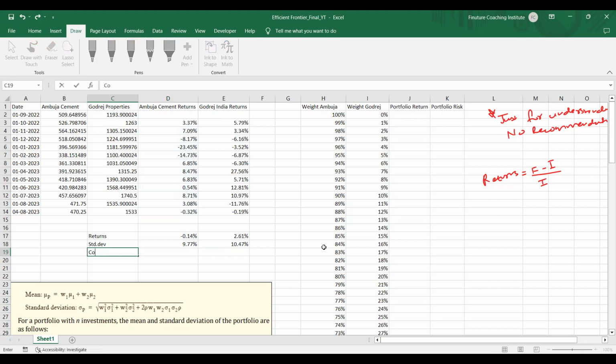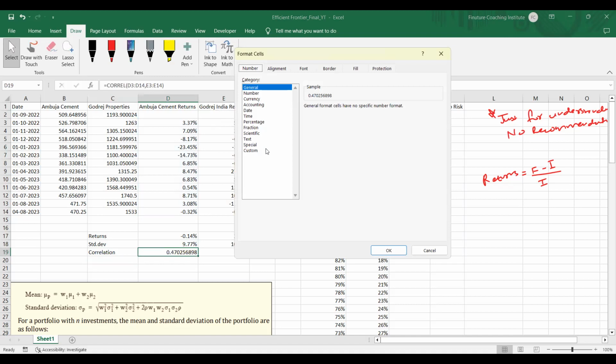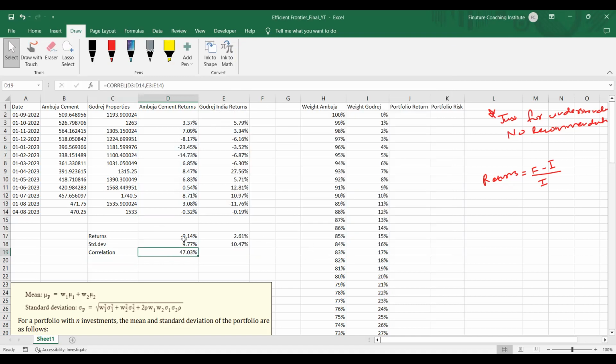And one more factor we need to calculate, which we saw, that was correlation. Correlation basically tells you how stocks are linearly moving in the same direction. So these are two arrays, returns of Ambuja and returns of Godrej. So there is significant correlation. It's around 47%. So let me just put it in decimals. Now we have got sufficient data to calculate portfolio risk and returns and then plot our efficient frontier.